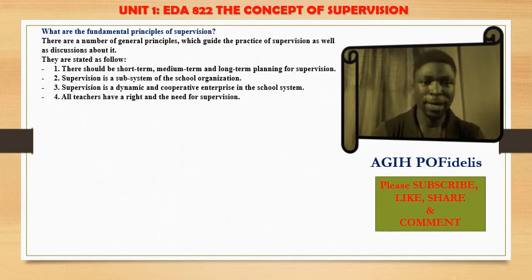The fourth principle here: all teachers have a right and the need for supervision. That is to say that teachers have the right to be helped. If supervision is taken as the help given to someone who is in the school system, like the teachers, then we can say the teachers have the right to be helped and informed about the right way to carry out their functions or their tasks effectively. And they have the right also to give suggestions and advice to their students.